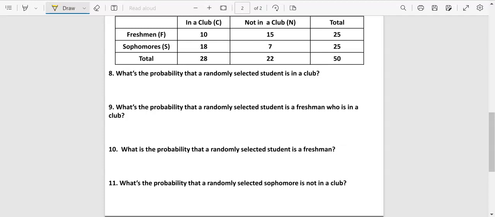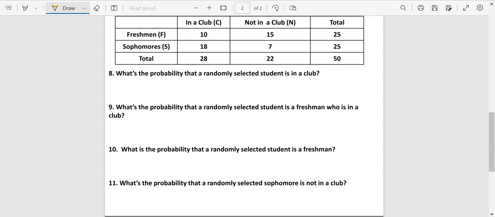Now we're going to be looking at numbers 8 through 11. For 8 through 11, we are going to reference a table up above where we are comparing freshmen and sophomores and whether they were or were not in a club. As you can see, everything is filled out for us, even our totals.